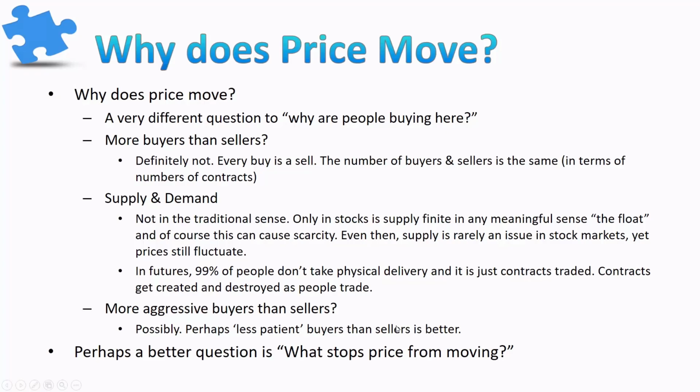So perhaps a better question we should ask ourselves is, what stops price from moving? Why is it that the S&P 500 futures doesn't trade at 2100 one second, and then 1260 the next second, and then 500 the next second, and then 5000 the second after that? We know that doesn't happen. And the answer to that question, why does price move, or why doesn't price just jump everywhere, or how does price move, is also the key to reading order flow.